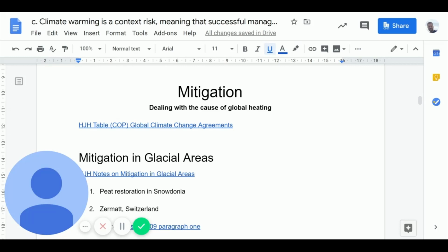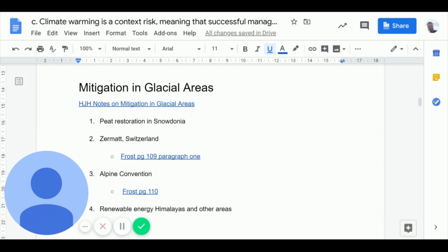So globally, we need to all reduce our carbon emissions, but clearly that comes down to national governments to work out how to do that. And then every locality, like regional councils in this country, people who are managing the national parks, right down to the individual, also need to reduce our greenhouse gases. That's the only way it can ever work. So when we're looking at glacial areas specifically, they're doing it within an international framework.